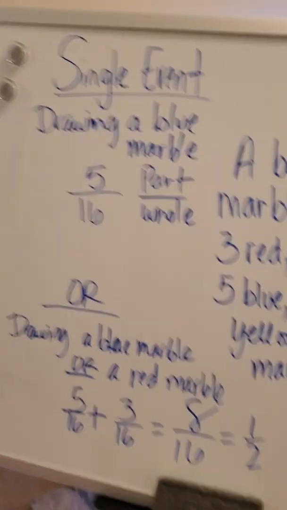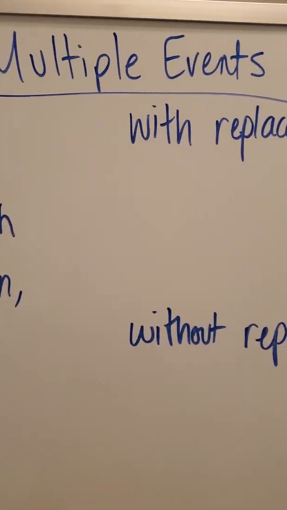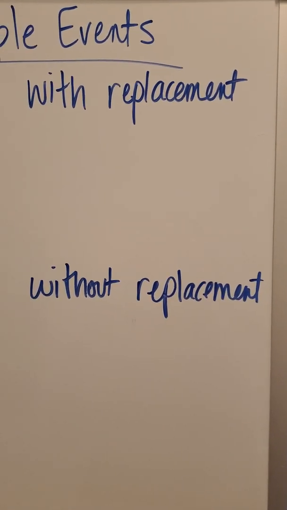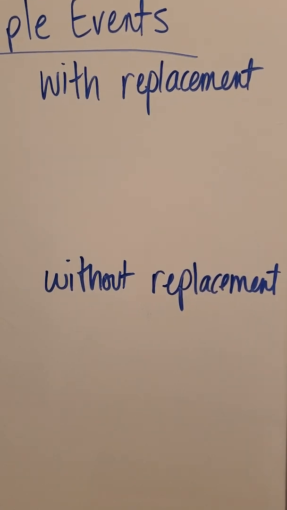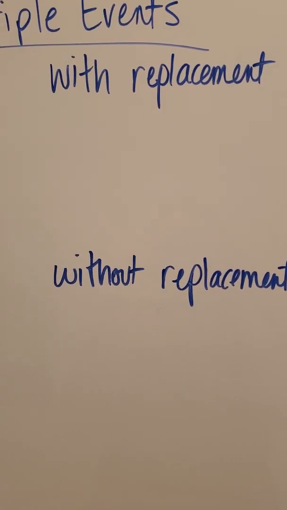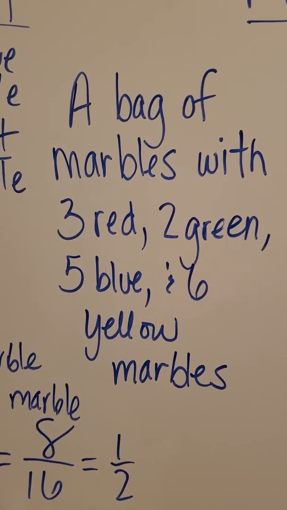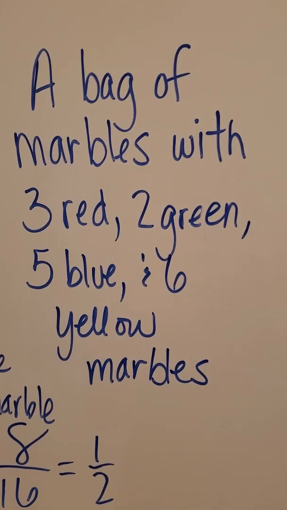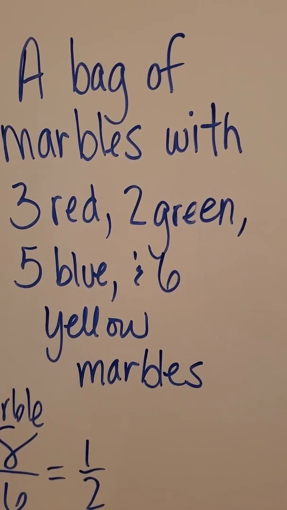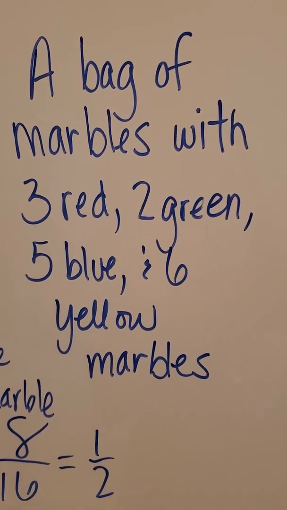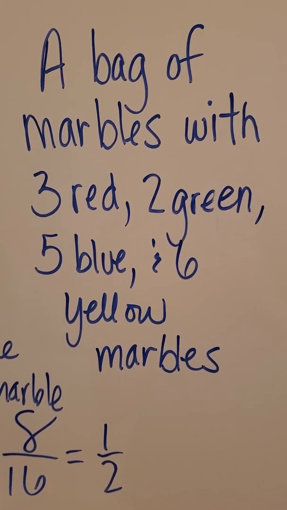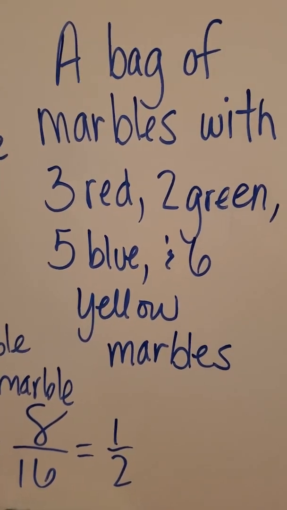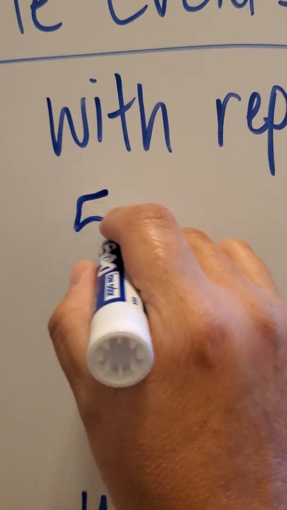All right, so let's look at multiple events, okay? Multiple events can be with replacement or without replacement. So let's look at some of those. Let's do with replacement first. Okay, so back to my marbles again. I'm just sticking to the same thing. I'm going to say, what is the probability of drawing a blue marble, replacing it, and then drawing a red marble? Okay, so blue marble, we've already talked about blue marble. It's 5 out of 16.